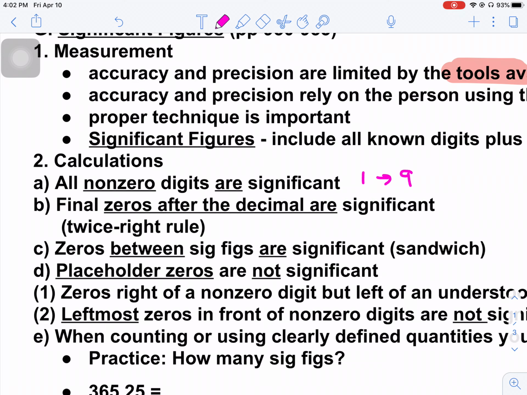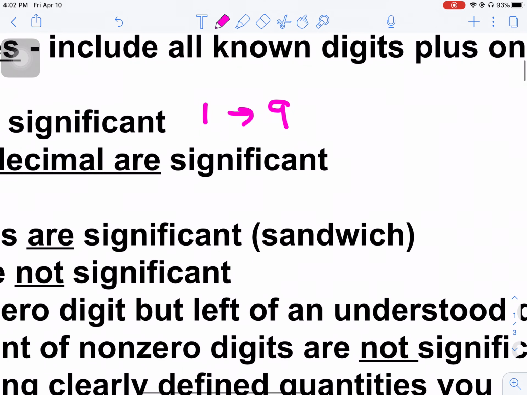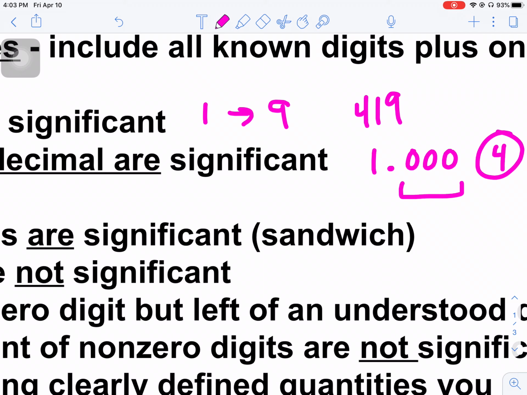Let's first talk about when they are significant. Final zeros after the decimal are significant. What does that mean? I call it the twice right rule. Let's say we have a number like 1.000. These are final zeros after the decimal, and because of that, they are significant. So 1.000 has 4 digits and 4 significant figures. Let's do an example for 1 through 9. The number 419 has 3 digits, and therefore it has 3 significant figures, okay?